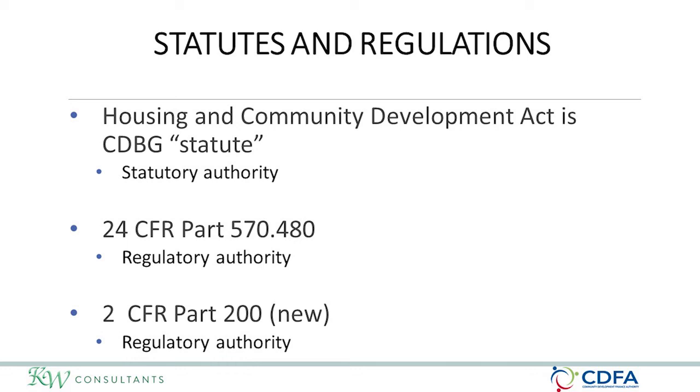2 CFR Part 200 is relatively new. This is the regulatory authority that oversees all federal grant programs and spells out financial management, audit, and procurement requirements. It is important to keep in mind that there are instances where there are more prescriptive requirements related to the CDBG program that are found in Part 570 and would be overriding or in addition to regulations that you find in Part 200.